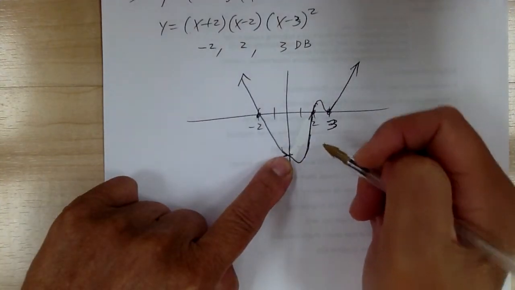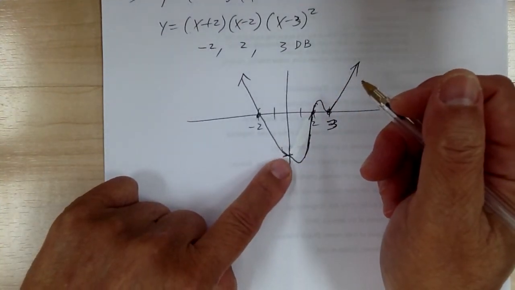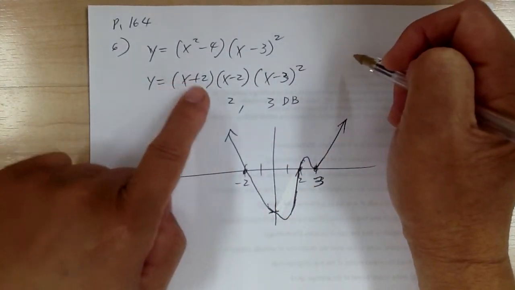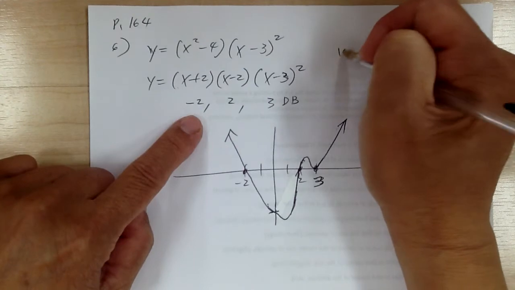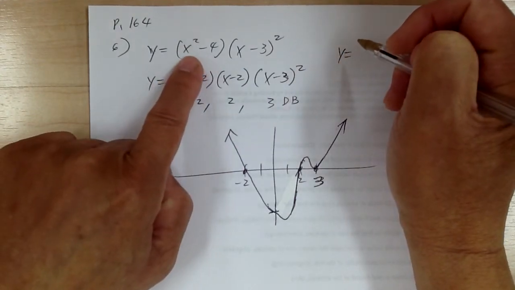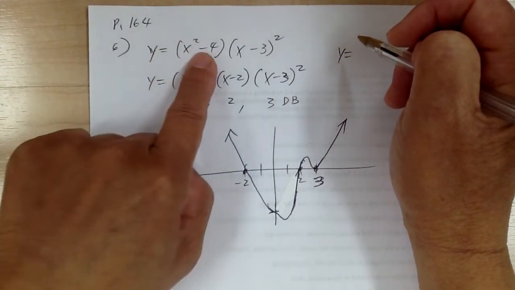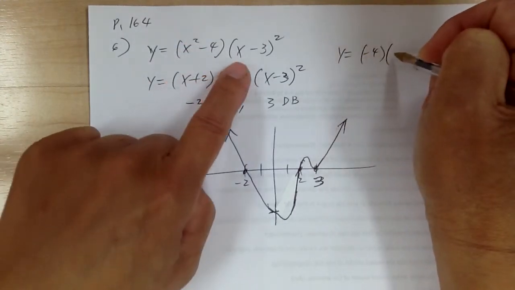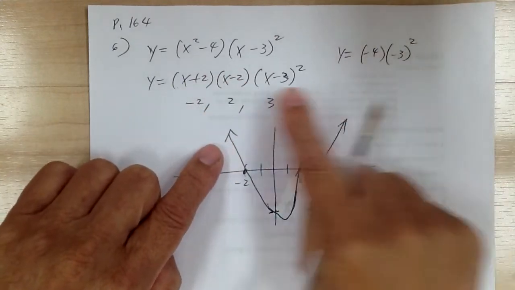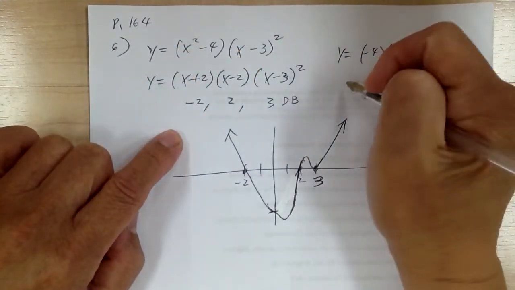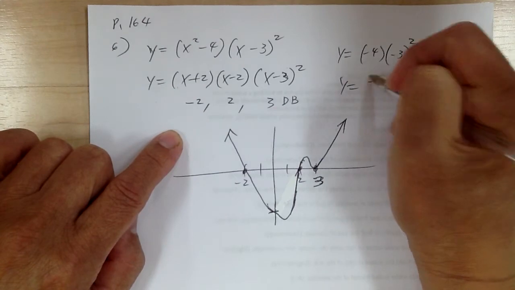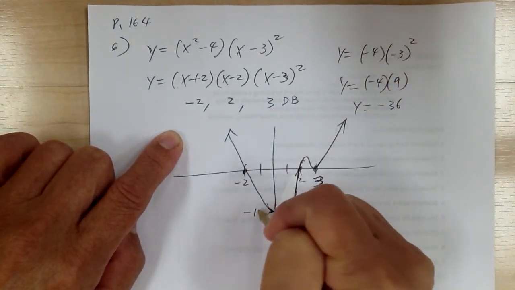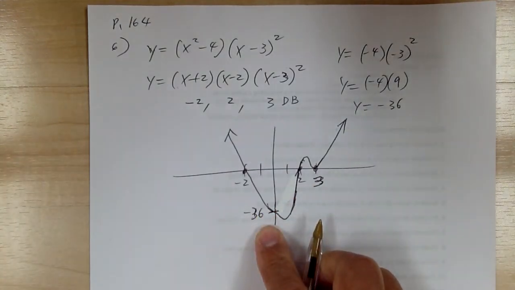To find the y-intercept, you set x equal to 0. You can use either form, but this one is probably easier since it has one less factor to work out. So you get −4 times (−3)², because when x equals 0, all these are gone. So y equals −4 times 9, so y equals −36. This would be −36 right over here.